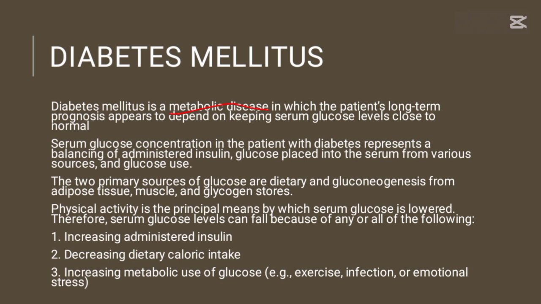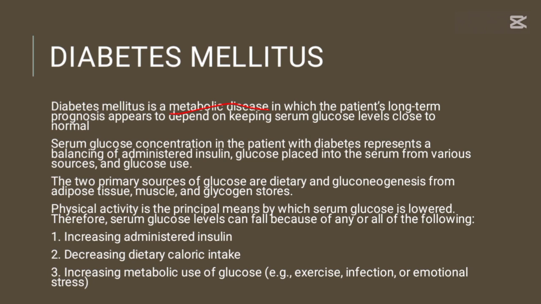One is type 1, the other is type 2. In type 1, what happens is that the islets of Langerhans do not produce insulin, but in the other it is actually due to diet. So one point is that it is basically a metabolic disease, and you have to normalize your glucose level.